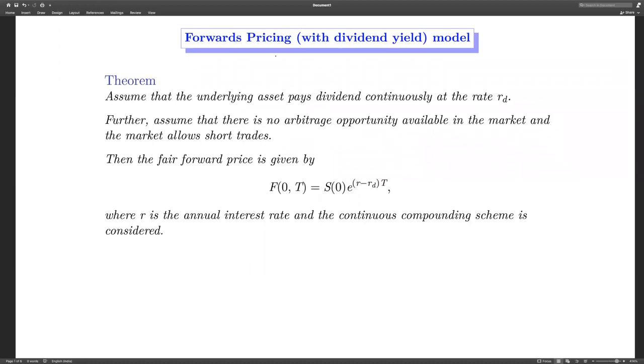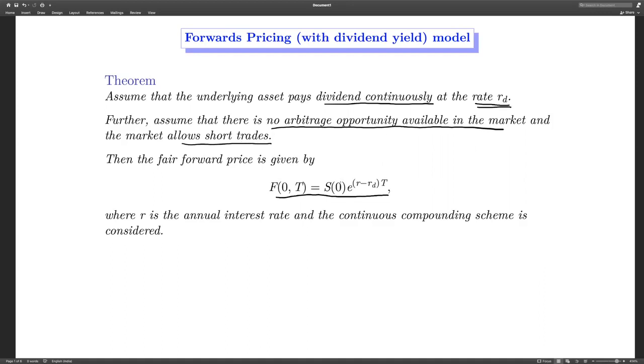Let us go to the next case where your underlying asset gives some dividend. For instance, it can be a stock. Assume that the underlying asset pays a dividend continuously compounding with rate RD. This is just for theoretical sake, we are assuming it. It can also be made easily for discrete compounding, and further assume that there is no arbitrage opportunity available in the market, and also that short selling is allowed. Then the fair price is given like this.